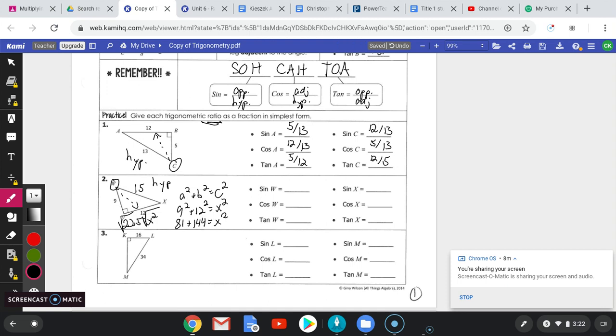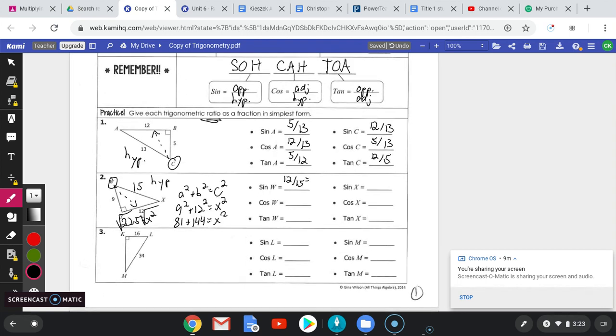Now I can go about the ratio. So sine of W would be 12 over 15. But just like everything we've done in math here, if you can simplify the fraction, do it. So 12 over 15 becomes 4 over 5. Now I do the cosine of W, so that's 9 over 15, and I can simplify, so that becomes 3 over 5. Tangent of W would be 12 over 9, which reduces down to 4 over 3.